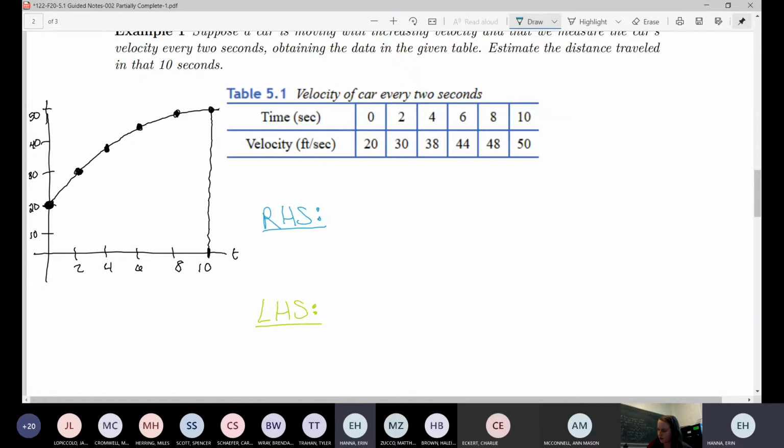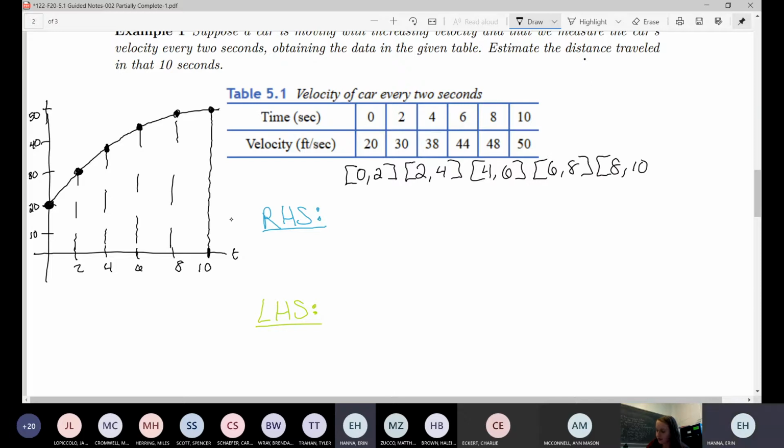One thing that you don't have to do, but I think a lot of people like to do, is think about what we're splitting this up into. If we split this into a bunch of rectangles, a rectangle between 0 and 2, 2 to 4, 4 to 6, 6 to 8, and 8 to 10, we're essentially on these intervals: 0 to 2, 2 to 4, 4 to 6, 6 to 8, 8 to 10. And I think writing it out in intervals like that is going to make seeing the right hand versus left hand easier. Again, not a necessary step, but if it helps you, totally do it.